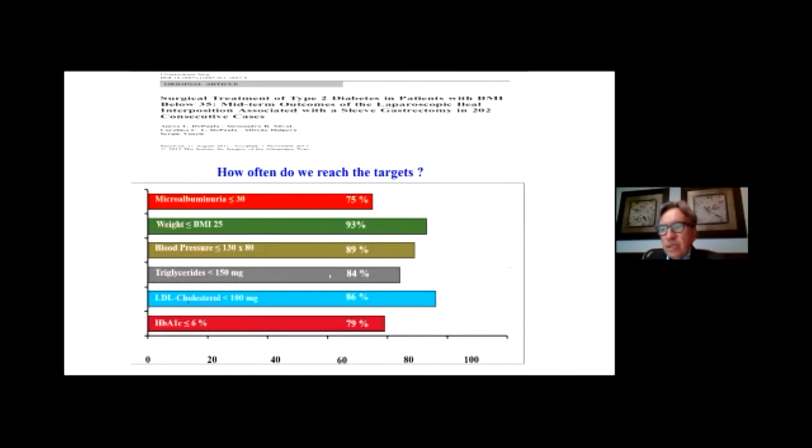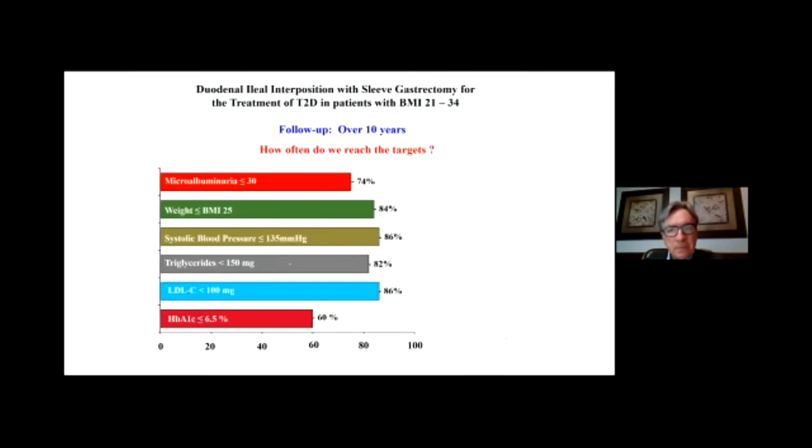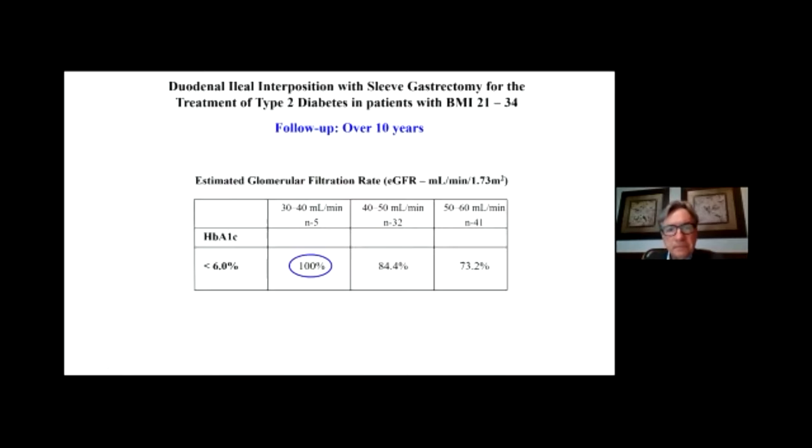At 5 years, we evaluated risk factors and found that microalbuminuria was under control in 75% of the patients, weight control around BMI in 93% of the patients, blood pressure control in 89% of the patients, and dyslipidemia remission in 84 to 86% of the patients. Over 10 years of follow-up, the operation stands the test of time, with the control of the same risk factors nearly the same.